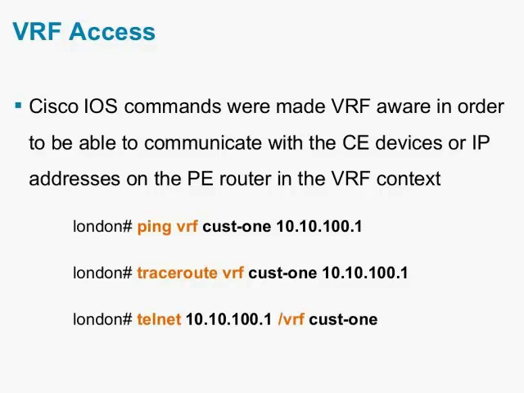And from a PE device, if you want to telnet into a connected CE device, we use telnet, the address followed by /vrf and the VRF name. So using this command, the lookup will be done on the VRF's routing table to pull the routing information and will be sending the packets.